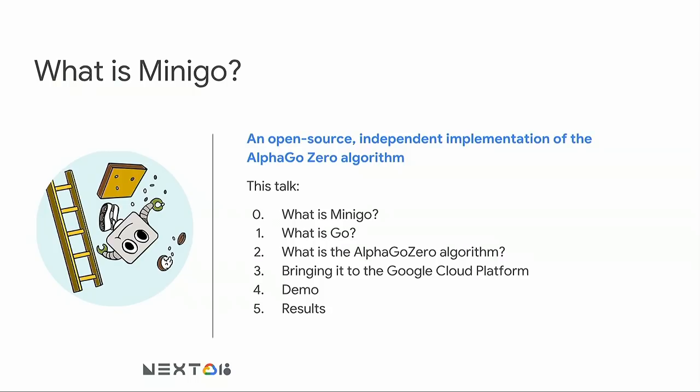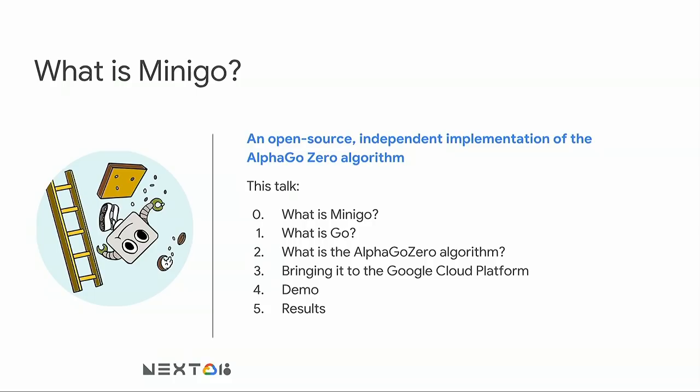So let's start, I guess, with the question of what is Minigo? Minigo is an open source independent implementation of the AlphaZero algorithm. Can I get a quick show of hands of everybody who's heard of AlphaZero? That is a lot of hands. That's great. The AlphaZero algorithm was published in Nature. It's the first Go AI to beat a professional human.